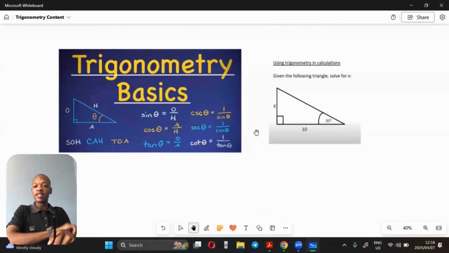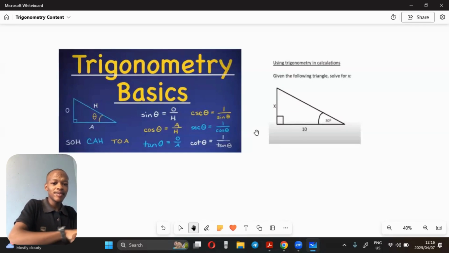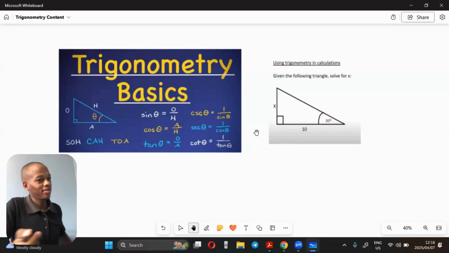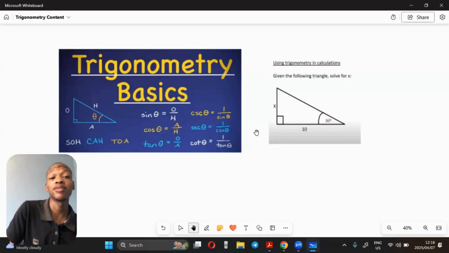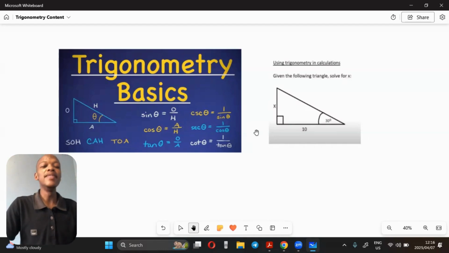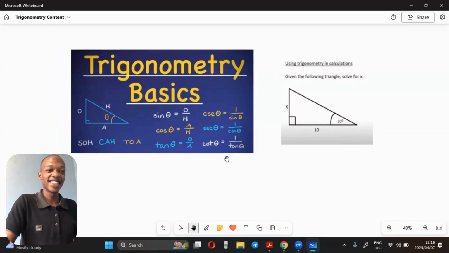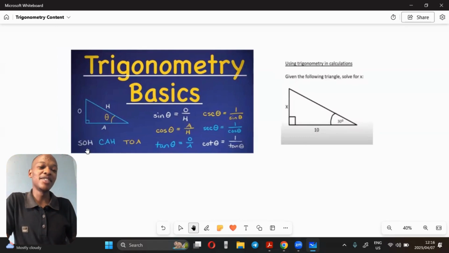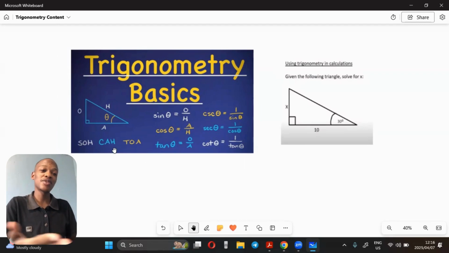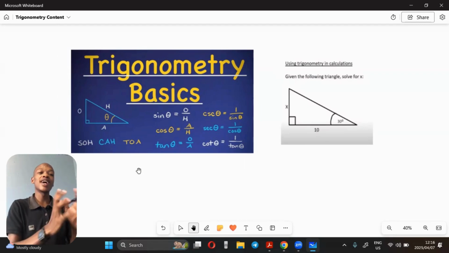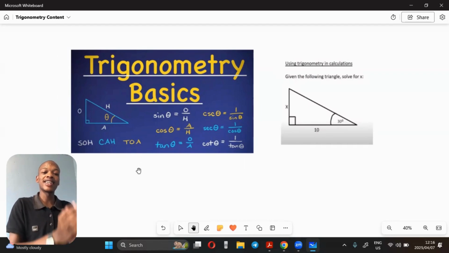And then trigonometry mnemonics. Some call it an abbreviation, but I call it a mnemonic. This mnemonic is SOHCAHTOA. It's sine opposite over hypotenuse, cos adjacent over hypotenuse, tan opposite over adjacent. This one will help you to work out the trig ratios.